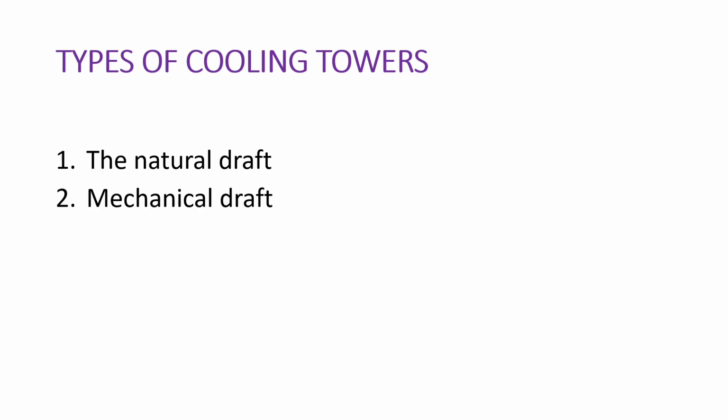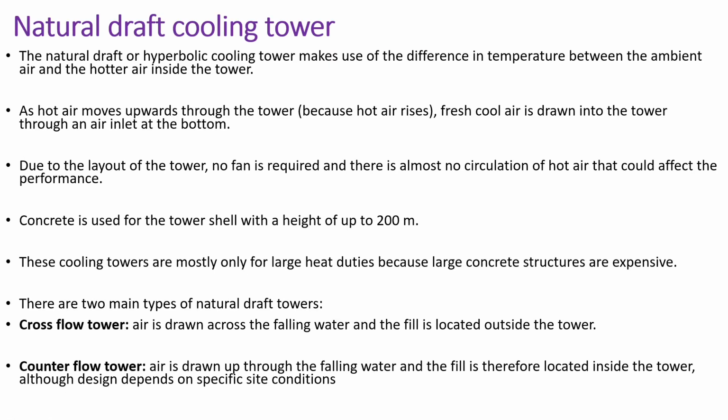And in natural draft cooling tower, we're having two types: cross flow tower and counter flow tower. So here, everything we said, the natural draft or hyperbolic cooling tower makes use of the difference in temperature between the air, as hot air moves upward through the tower, because hot air rises, so no fan required. There are two main types of natural draft towers: cross flow tower and counter flow tower.